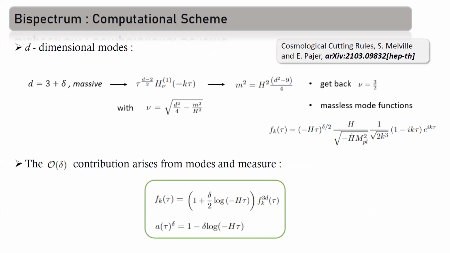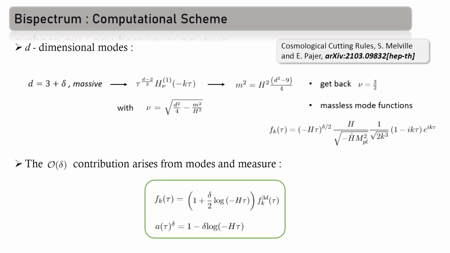Okay, so the point is that since we want to use d-dimensional massless modes, we have to work with complicated Hankel functions with order d by 2. That's the order. Instead of doing that, since these Hankel functions are complicated, we use a neat little trick that was first used in this work by Melville and Pajer, where instead of working with d-dimensional massless modes, they work with d-dimensional massive modes with the mass defined as this. Notice when d goes to 3, m goes to 0. And with this substituted in the order, you will get back nu equals 3 by 2. So you get back the neat little massless mode functions.